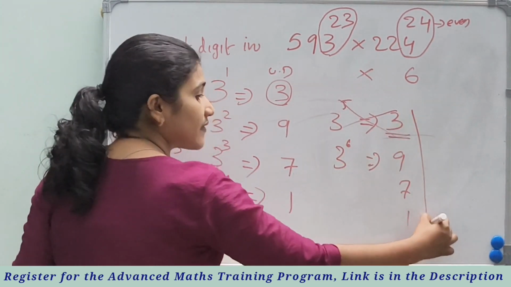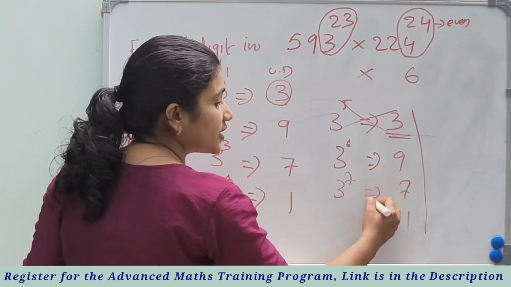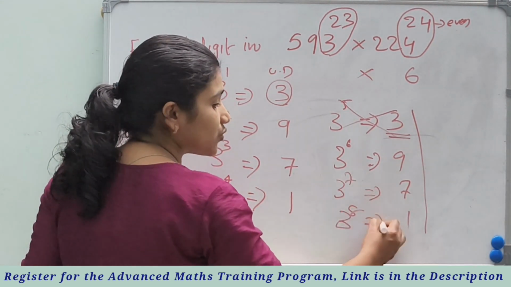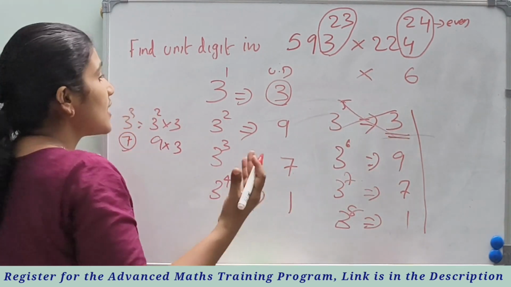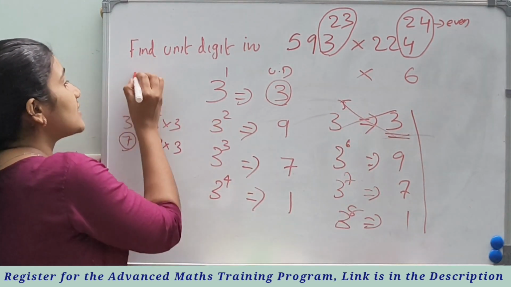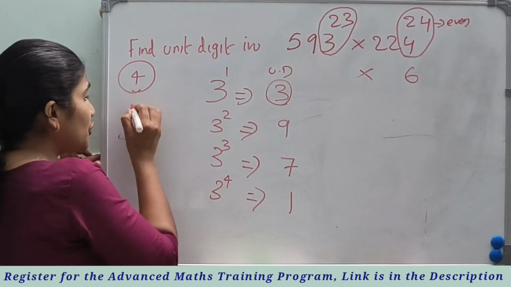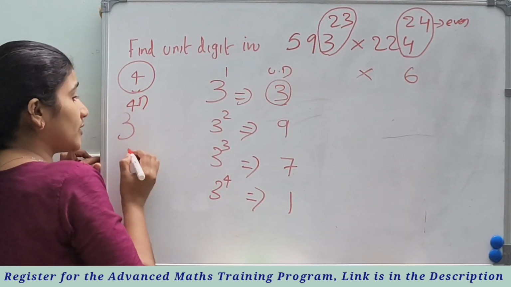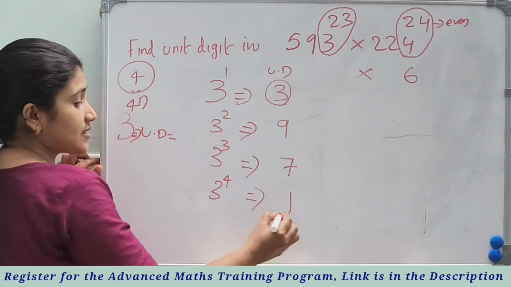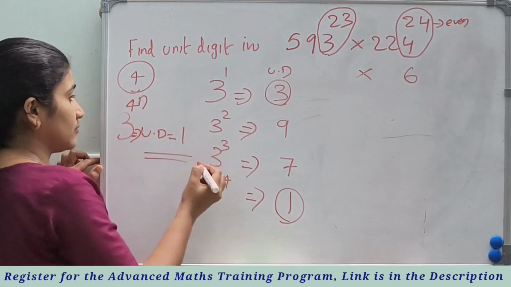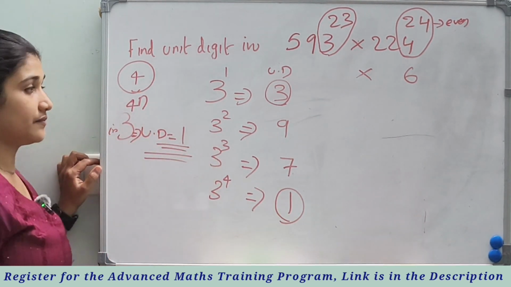That is, 3, 9, 7, 1 will repeat in the next cycle. 3 raised to 7 unit digit is 7. 3 raised to 8 unit digit is 1. Again 3, 9, 7, 1 will repeat. That is, here 3 has a cyclicity of 4. Unit digit in 3 raised to 4n is 1.